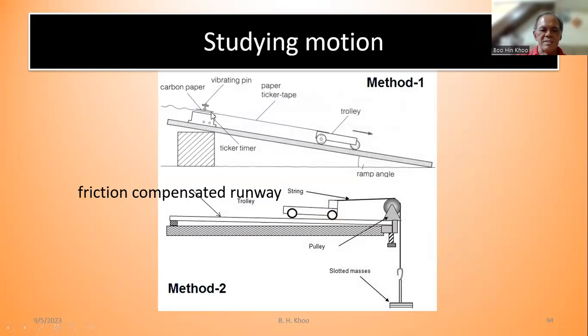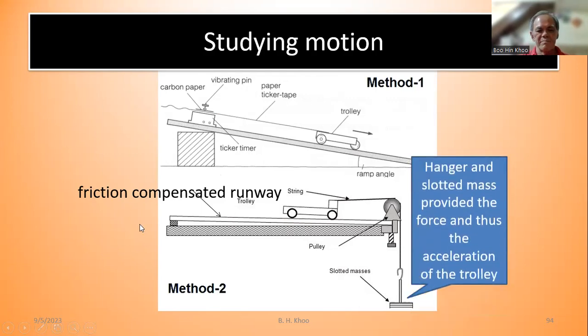This is your ticker timer. There's a trolley. The friction compensated track literally doesn't have friction because you adjust the height so that when the trolley is pushed, it moves with constant velocity. So the hanger and slotted masses placed there provide different forces and thus accelerate the trolley with different accelerations.